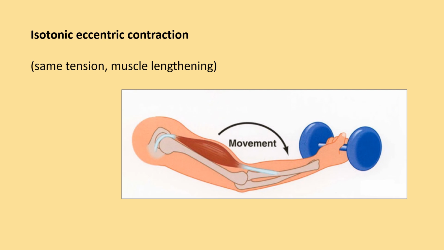Consider slowly lowering the weight using isotonic eccentric contraction. Consider doing that versus, at the end of a bicep curl, the bicep muscle relaxing completely. There's a risk of injury there, right? As your arm extends in an uncontrolled fashion, you could injure the elbow joint. So this is an example of muscle lengthening while it is generating a constant amount of tension.